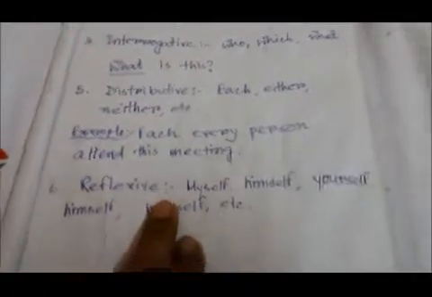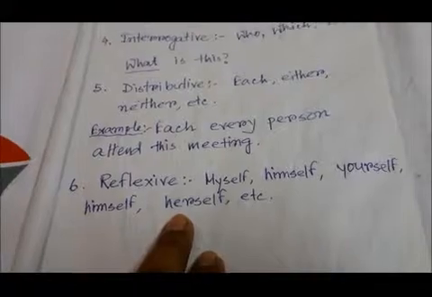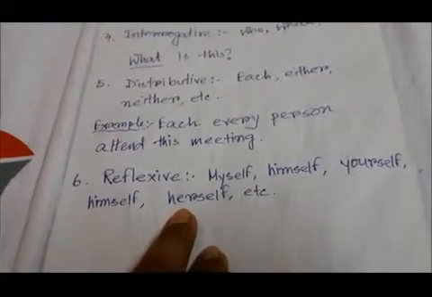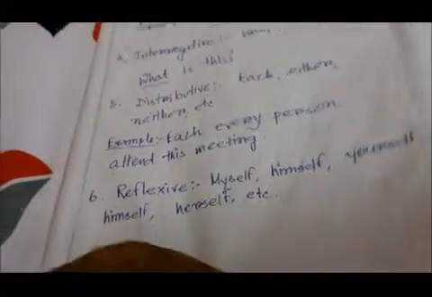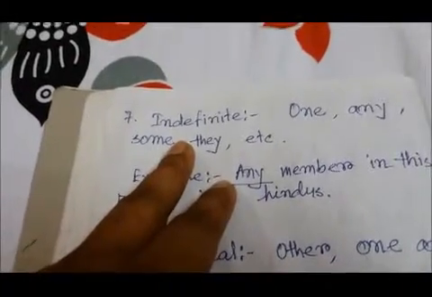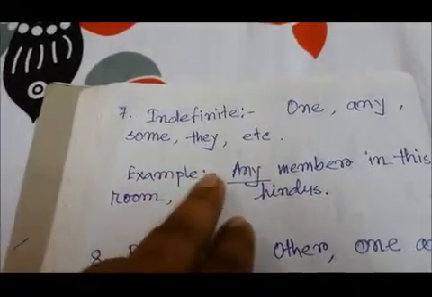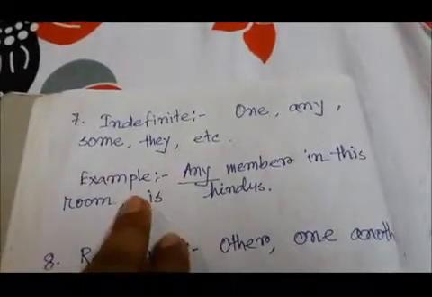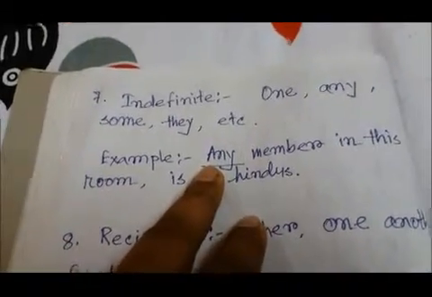reflexive pronouns. They are myself, himself, yourself, herself, etc. For example: myself is Ram. Here myself is a reflexive pronoun. Next, indefinite pronouns: no, countless, one, any, some, etc. For example: any member in this room is Hindu. Any is the indefinite pronoun.